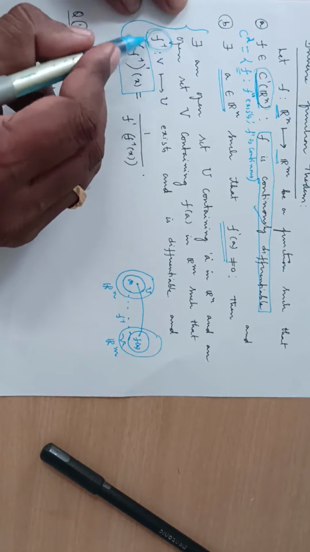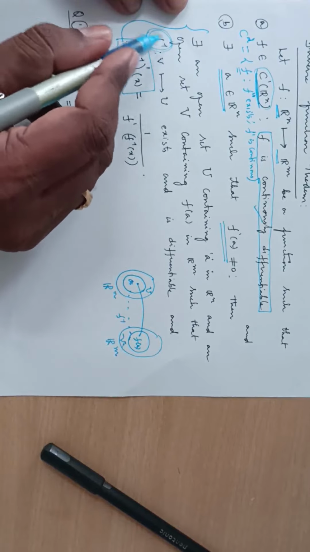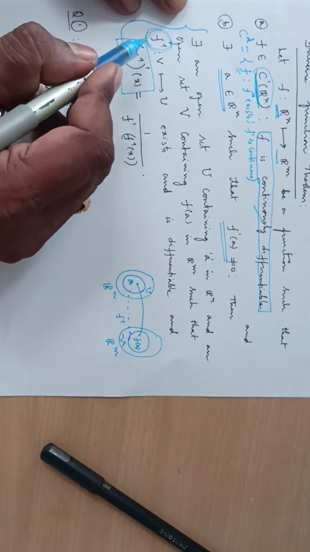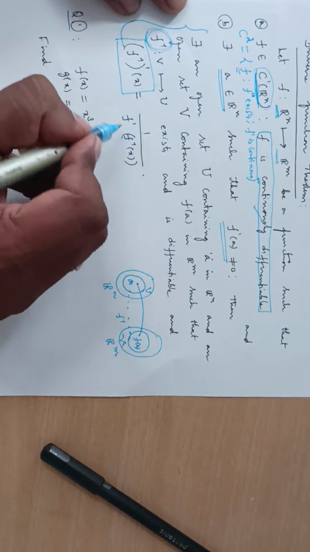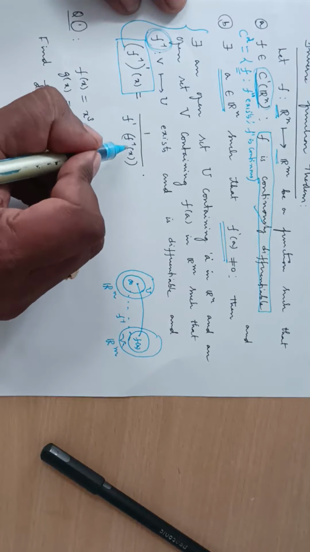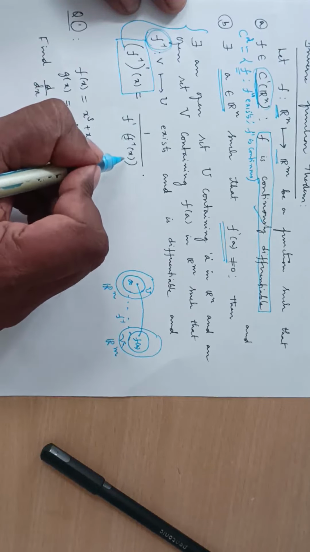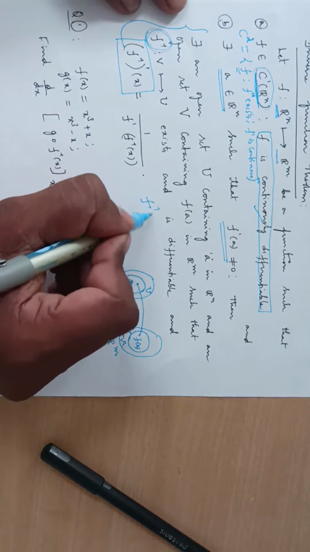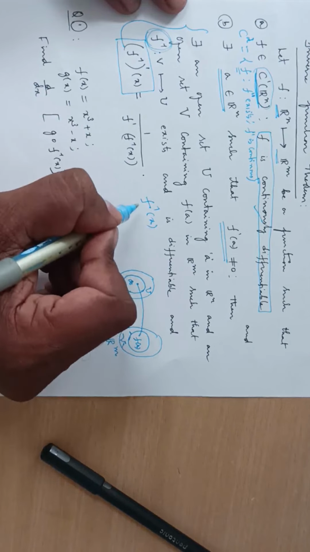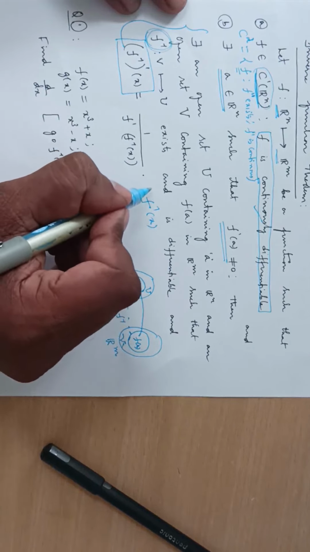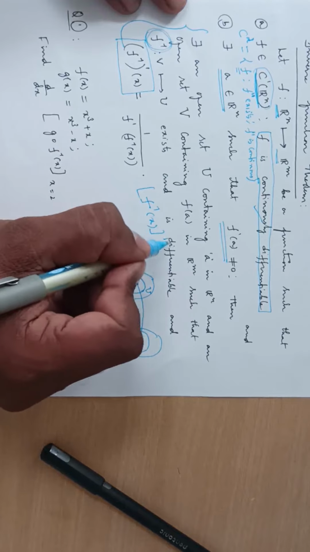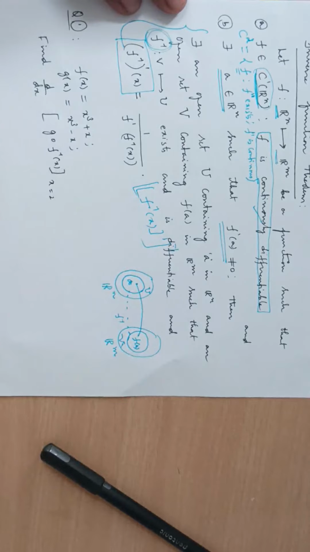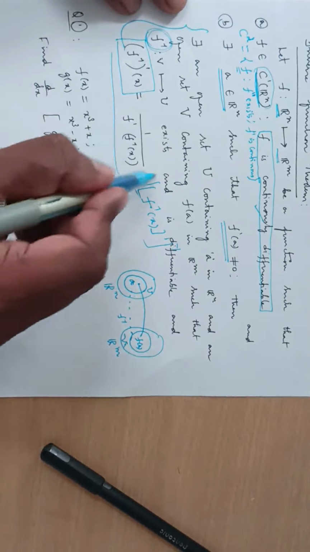In the sense, if f inverse is given, what will be the derivative of this? The derivative is 1 by f dash of f inverse of x. Or else you can find it in this way: you find f inverse of x, you find the derivative of this, and take the reciprocal. Idea is clear? So that is this.